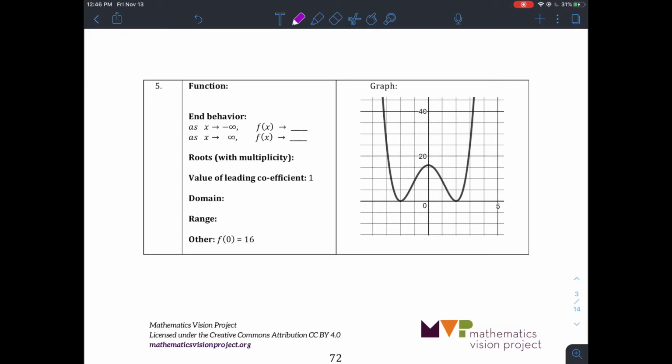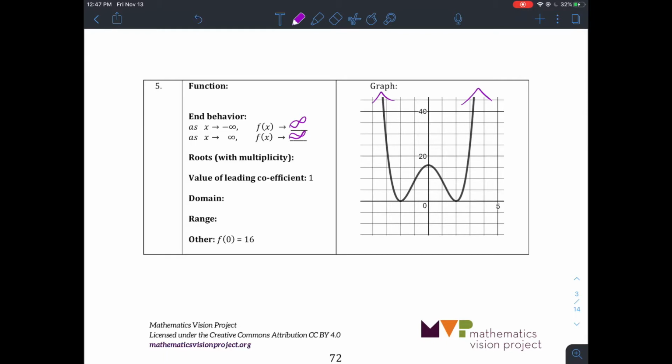So let's go ahead and try number 5. When you look at this function, we definitely know this is an even function, right? Because they both go in the positive direction. That one goes up, this guy goes up, they're both heading up. So we can even fill these in right now, both going positive.